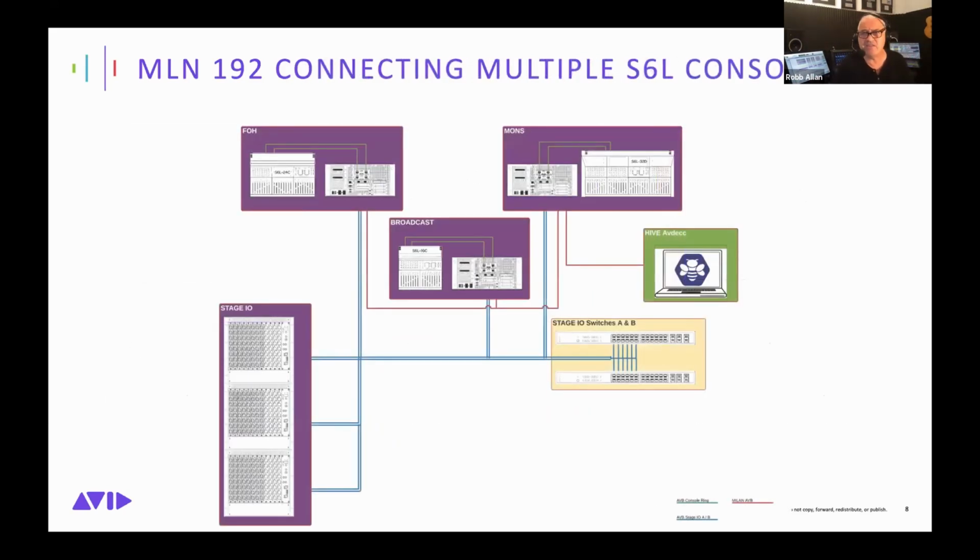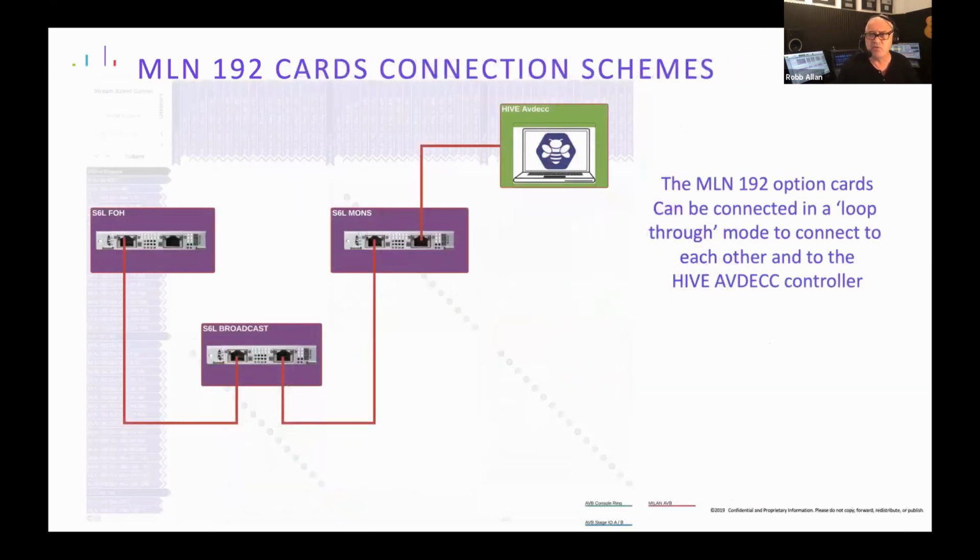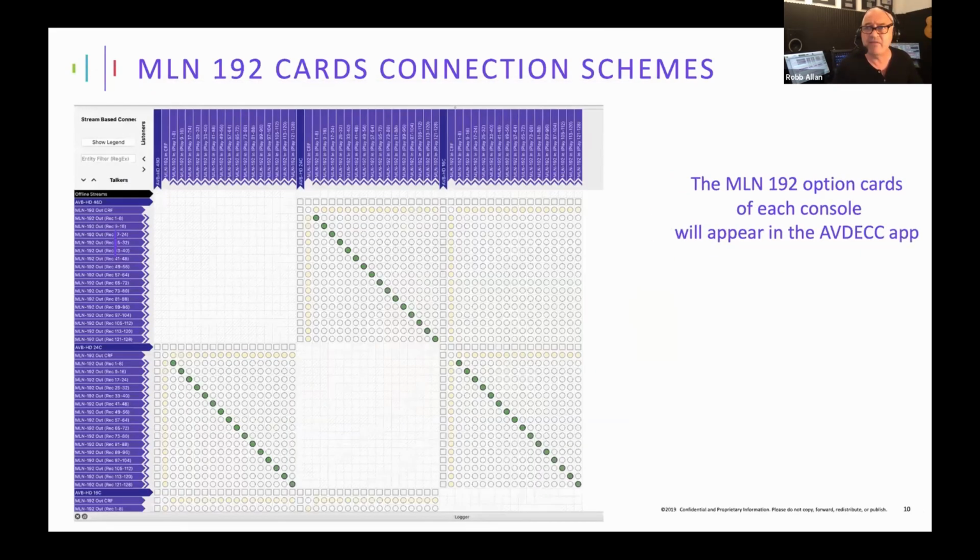Here you go. We've got 3 S6Ls gain sharing, the 3 stage boxes you see on the left. The blue is our stage I/O network in a star topology through 2 Luminex switches. The little red lines, this is new. You can see that there are 3 engines connected with those red lines. That's connected through the MLM card and also connected to the AVDECC. I'll just zoom in on that a little bit. And there you can see the 3 cards. I call it loop through. You connect one card to the next one, and then the AVDECC controller laptop can plug into any available network that's open.